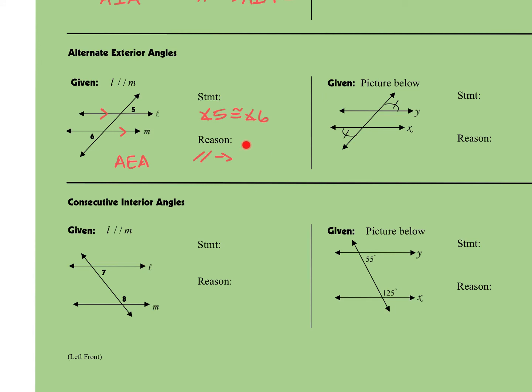Now, for our reason, the reason needs to talk about what we knew was true, lines parallel. Then our conclusion is going to talk about the kind of angles, alternate exterior angles, and what did we know about them? They were congruent.